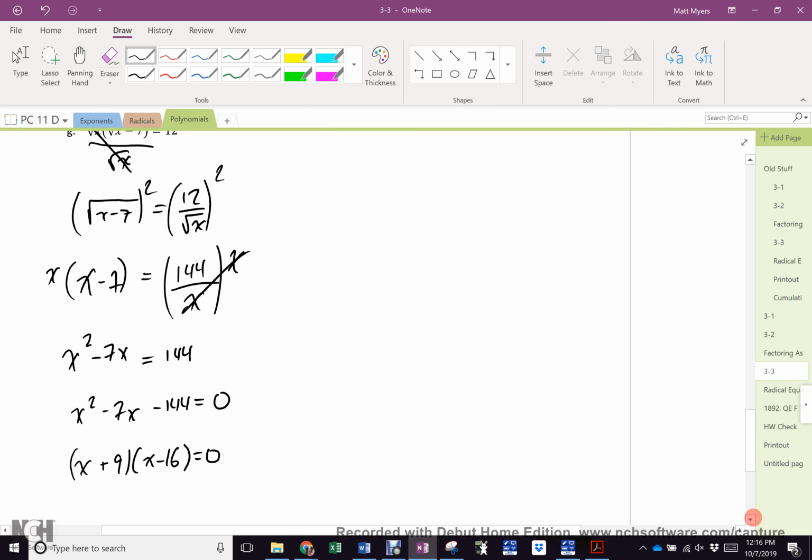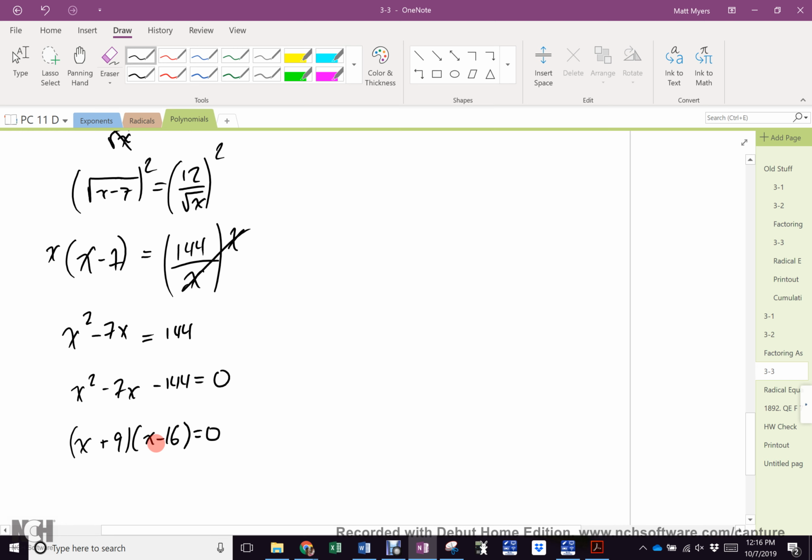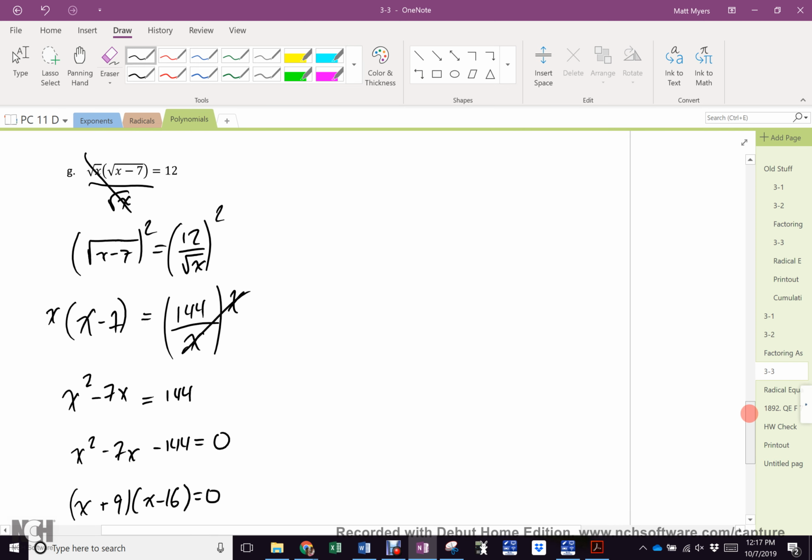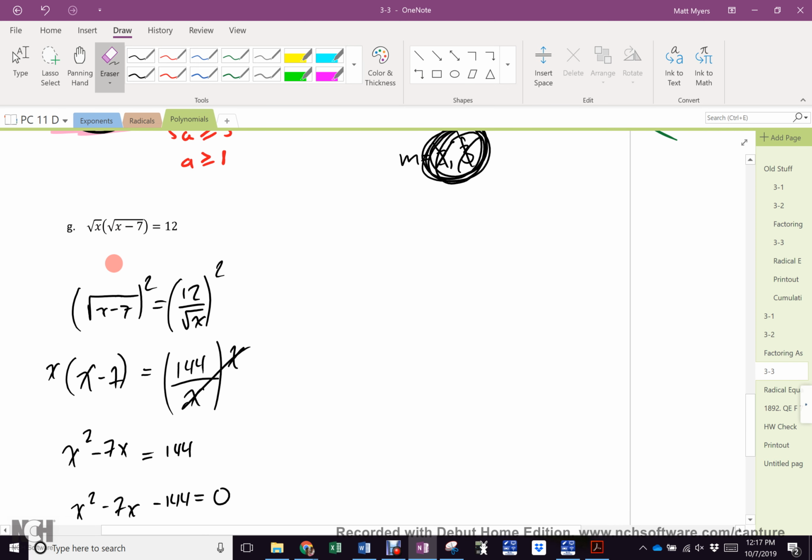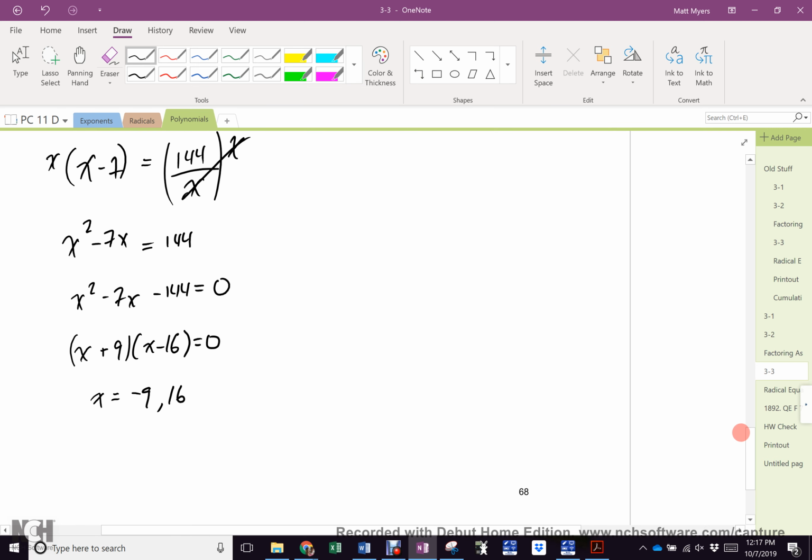Now, is this one of those easy ones? So what is x? It's either what? Negative 9 or 16, yes? Now, I got to come up here and check it. What's the square root of negative 9? Is there such a thing? So what do we know automatically about 9? It's garbage.